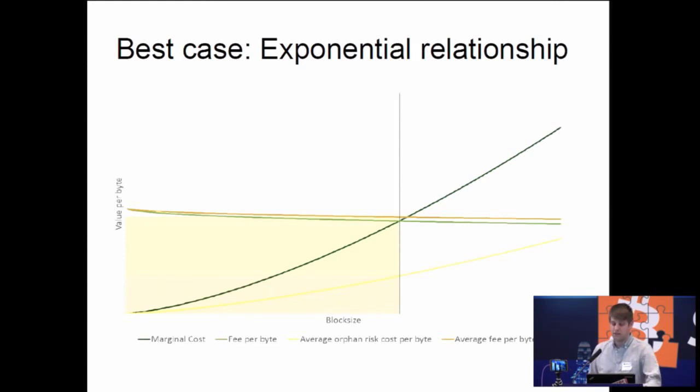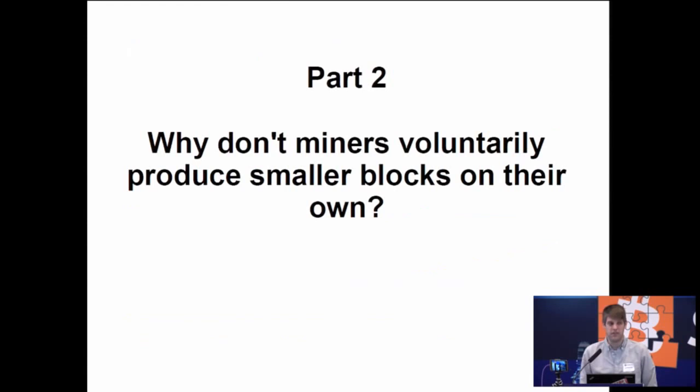And if I were to draw this line with a linear relationship between block size and marginal orphan rate, then it would basically say almost 100% of mining revenue would be equal to the economic value of orphan risk cost. So I think it's potentially dangerous to rely on orphan risk to drive the fee market.